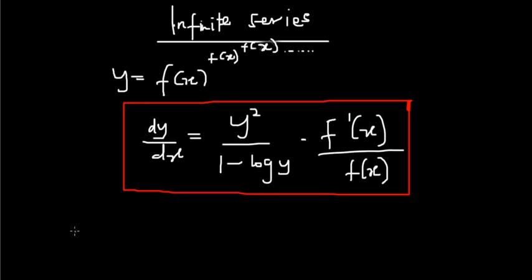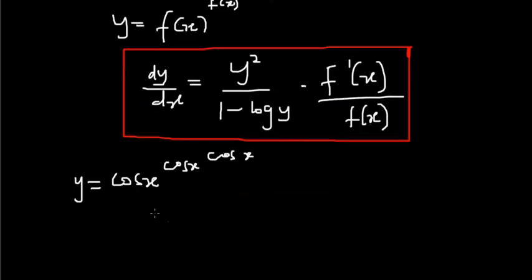So let's say you have y equals cos of x exponent cos of x, and that exponent is also raised to another exponent of cos of x. So how do you solve this? This is the formula you'll be implementing.